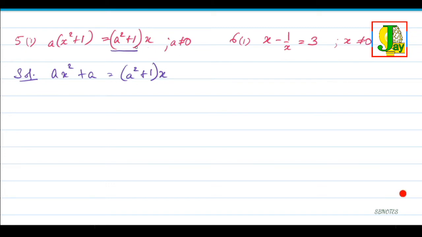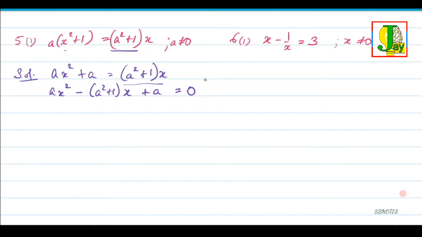Now a cannot be 0. If a is 0, you're multiplying this whole thing by 0 and x square gets 0, right? So there is no term of x square. That is the reason why a is not equal to 0. A cannot be equal to 0. So here we have to transpose this whole term to the left hand side. So we get a x square, then we get minus a square plus 1 into x, and then plus a, it is already there, equals to 0.